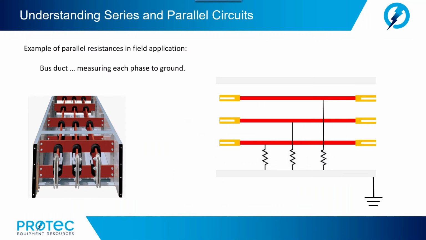Now, one area where this is important is when we are testing busway systems. So for instance, in an application where we are going to test multiple busway sections and then assemble the sections together to form the bus. Now, we are measuring phase to ground. Therefore, we are measuring parallel resistances.